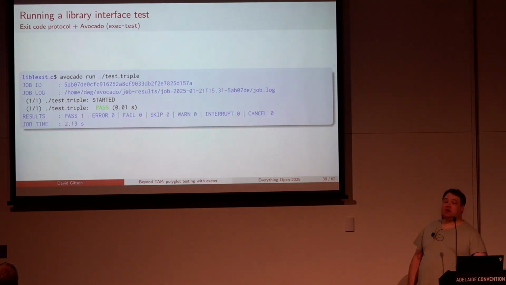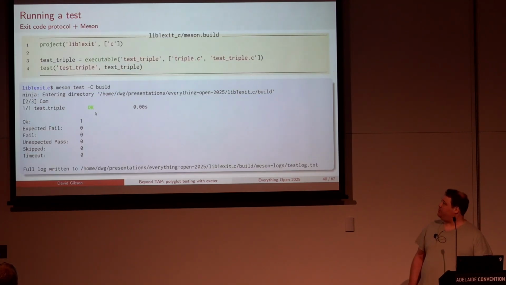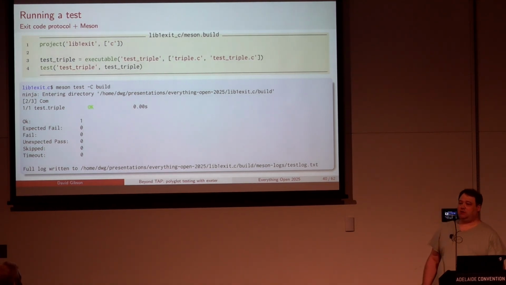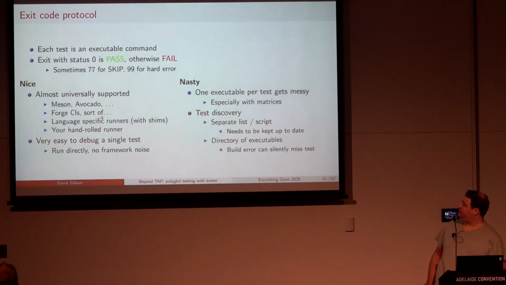We can run those. Avocado can run these as well. I said it had several test types. This is the exec test type. So here we can run that, and we have the output. You can also run them with Meson. This is quite important because Meson's gaining popularity as a build system, and doing your tests in there as well is nice. So here we tell it how to build our test executable, and we tell it to run that as a test. Basically the same idea. Meson runs them.